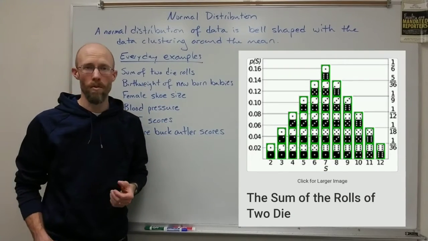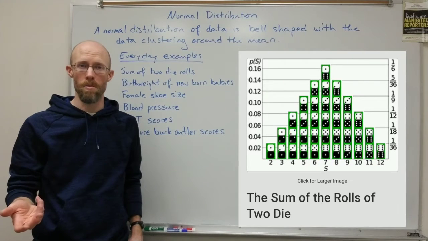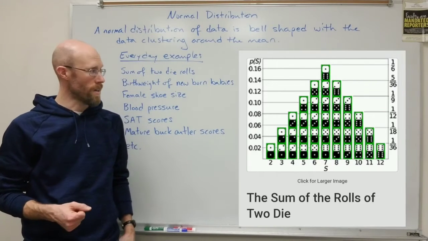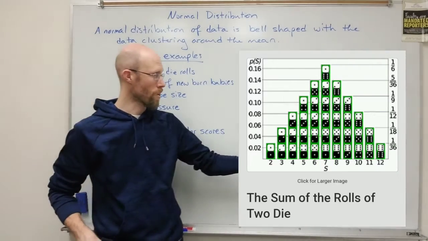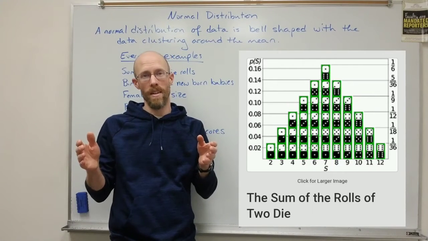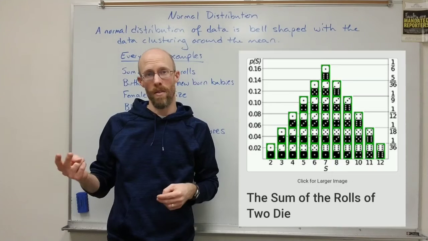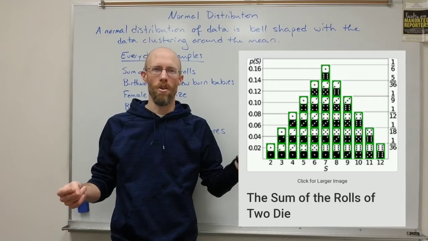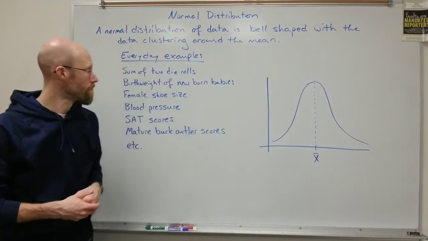And so some examples of normal distributions. The sum of two die rolls. So if you have two die and you roll them and you add the two numbers up, you'll get a normal distribution where the mean is 7. And the number of ways you can get a 7 is the most common, and then 6 and 8 are next, and then 5 and 9 are next after that, and so on. 2 and 12 are the hardest to get. You need a pair of 1s or a pair of 6s, and those are the only ways to get those. So that would follow a normal distribution.